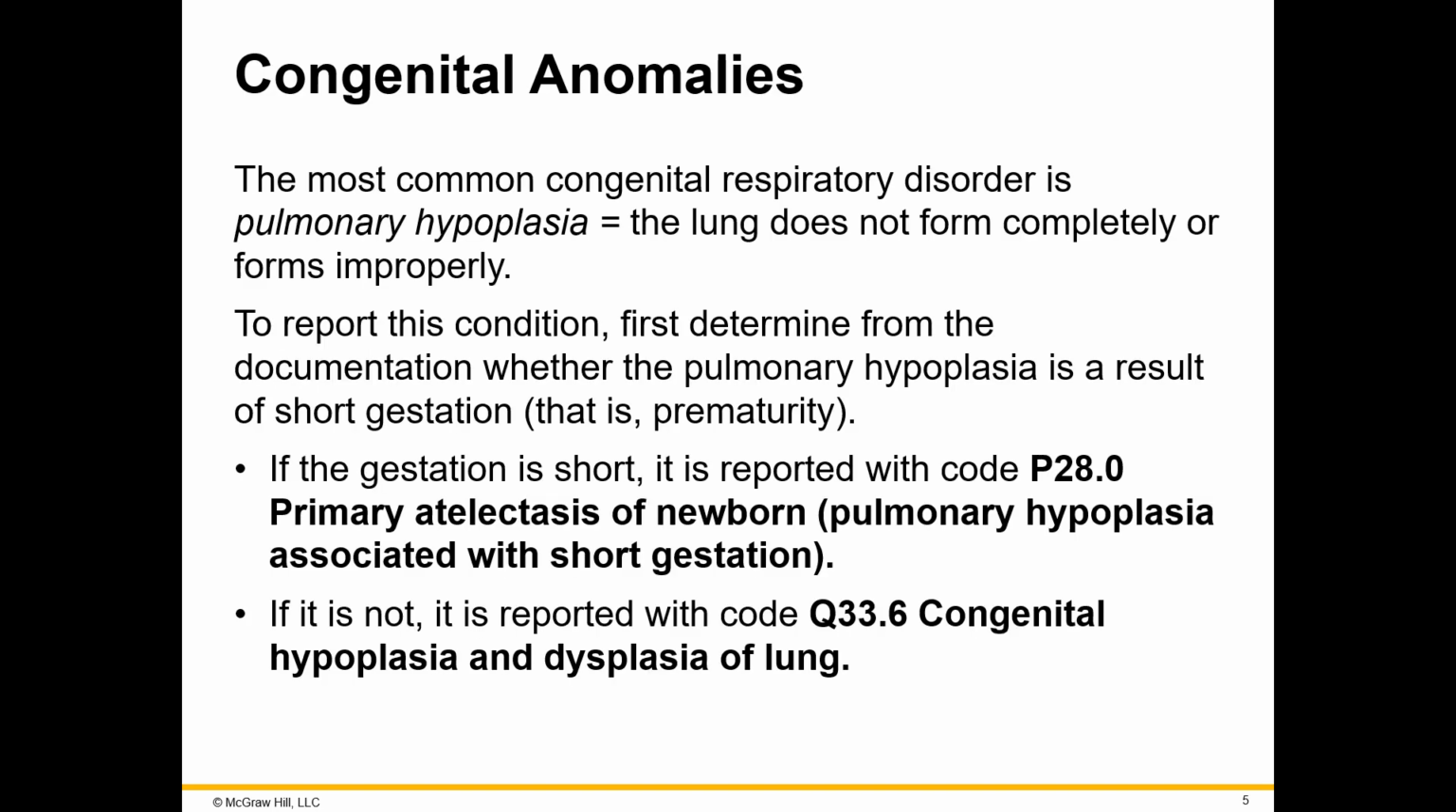Congenital anomalies. The most common congenital respiratory disorder is pulmonary hypoplasia, which is where the lung does not form completely or forms improperly. To report this condition, first determine from the documentation whether the pulmonary hypoplasia is a result of short gestation, also known as prematurity. If the gestation is short, it is reported with code P28.0, primary atelectasis of newborn, pulmonary hypoplasia associated with short gestation. If it is not, it is reported with code Q33.6, congenital hypoplasia and dysplasia of lung.